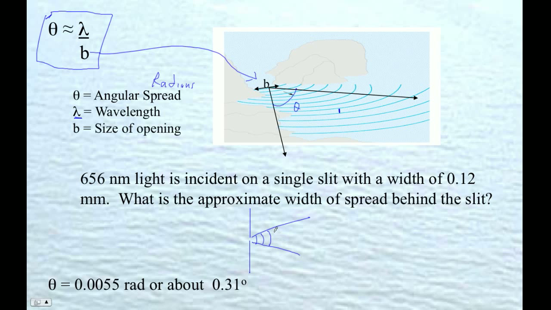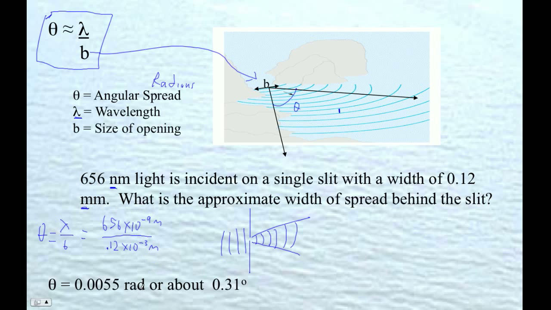So these waves will spread out. Not this much, but that's the idea, right? These incident waves will spread out like that, and so we want to find that angle. And so the angle theta is lambda divided by the opening, right? So it's 656 times 10 to the minus 9th meters. That's what a nanometer is, right? And then the size of the opening is 0.12 millimeters, so 0.12 times 10 to the minus 3rd meters. That's what a millimeter is, 10 to the minus 3rd, right?